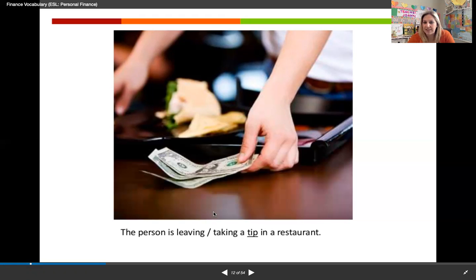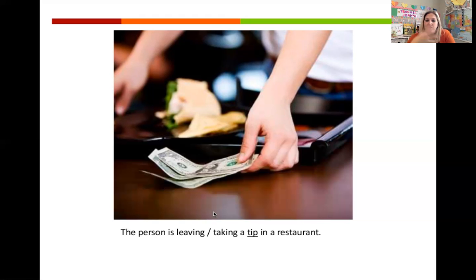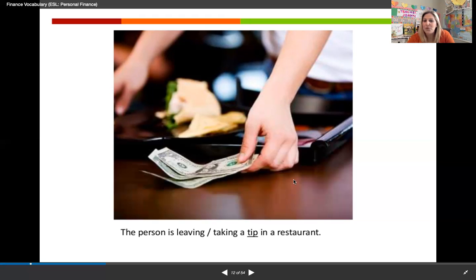So a good sentence for this picture is: the person is leaving the tip, if they're the customer. And if they are the waiter or waitress, they're taking the tip, right? If they're out at a restaurant. We'll do one more.